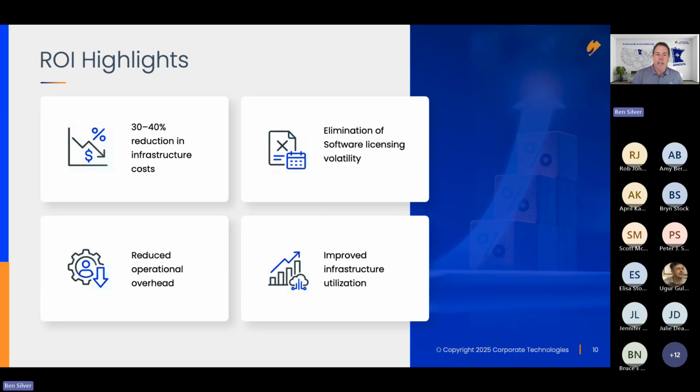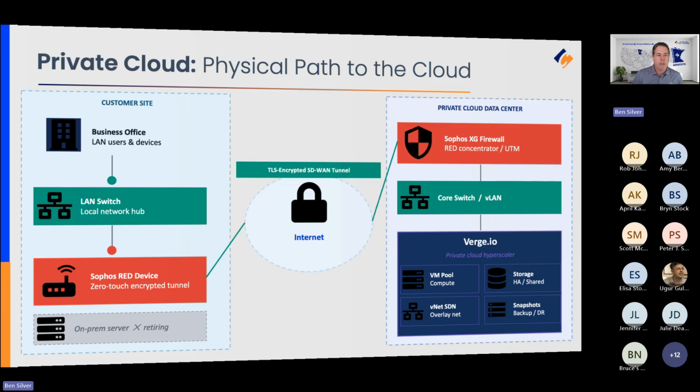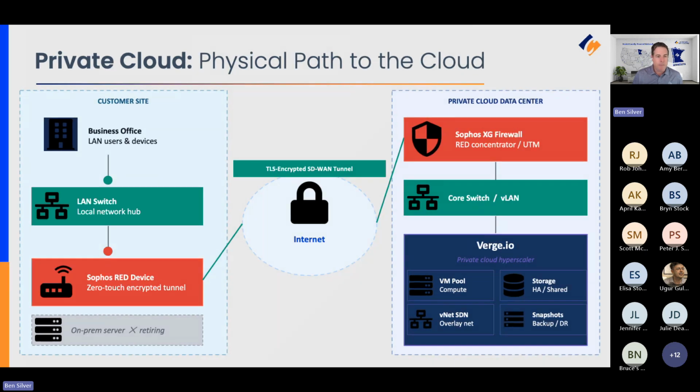So the next thing to go through is, as we talk about the benefits of cloud, I'd like to go through and be a little bit clearer on how you get there from a physical standpoint. When we look at this slide, if we start on the left, we've got your office. You've got your switching equipment, your computers are connected to the switches, everything works that way, and you get out on the internet. What we will do is come in and install a Sophos Remote Ethernet Device, or a RED device, into your environment.